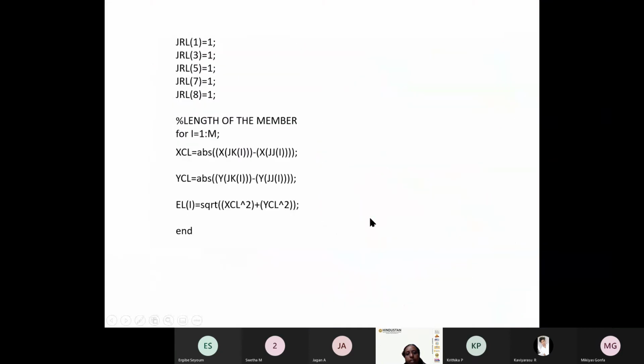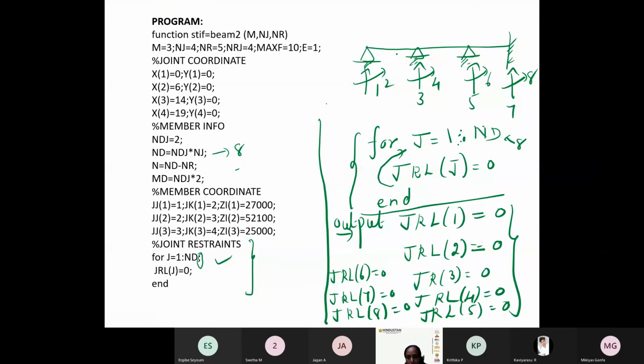If you go to this one, what is restrained here? Just look at this. 1 is restrained, 3 is vertically restrained, 5 is restrained, and 7 and 8 are restrained. Because it's a fixed support, it can't rotate, but this can rotate, this can rotate, this can rotate. But this end can't rotate and it can't move upward also. So 7 and 8 are restrained, and 5 is restrained, 3 is restrained, and 1 is restrained.